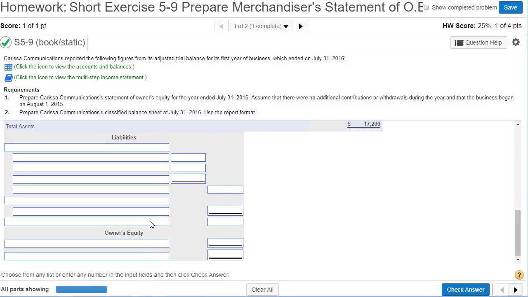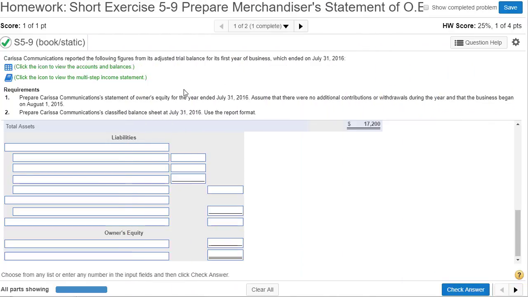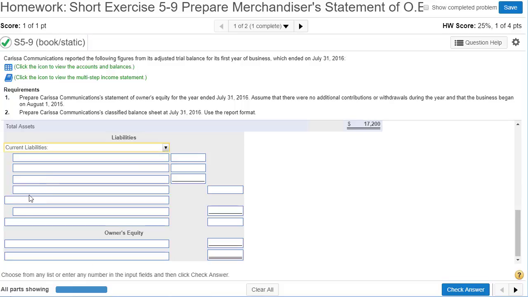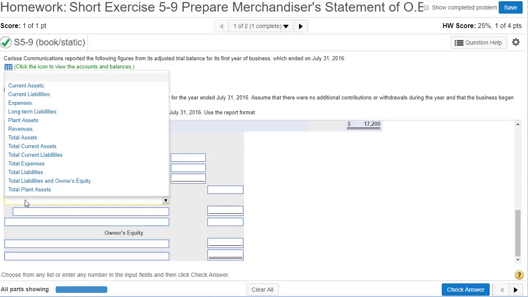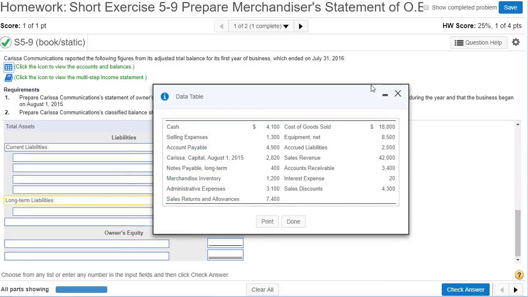Fantastic. Now we're going to go to our liabilities. Again, we're just following this formula, assets equals liabilities plus ending capital. That's the balance sheet formula. So we're going to start off with current liabilities, and then the next section will be our long-term liabilities. We need our account balances again.